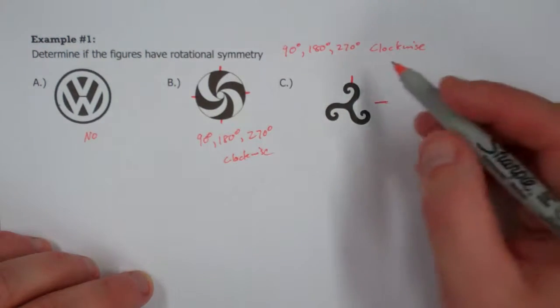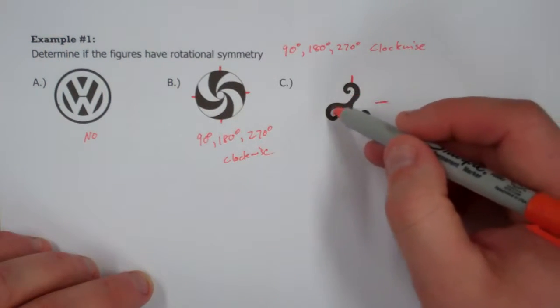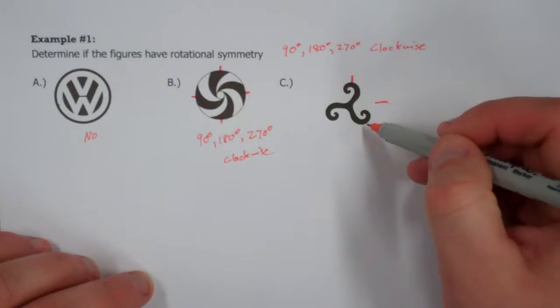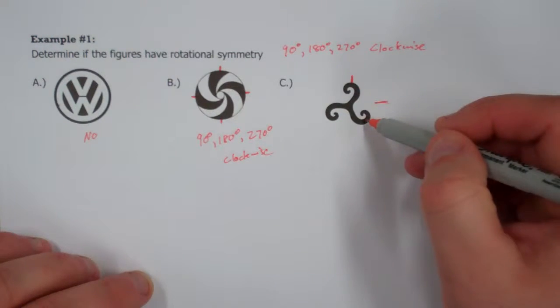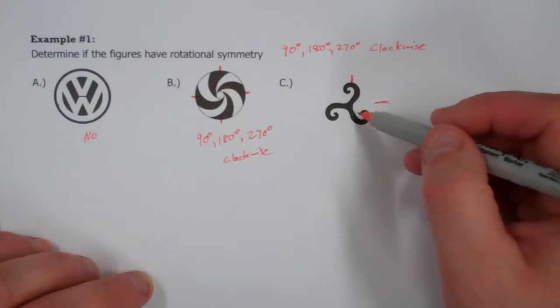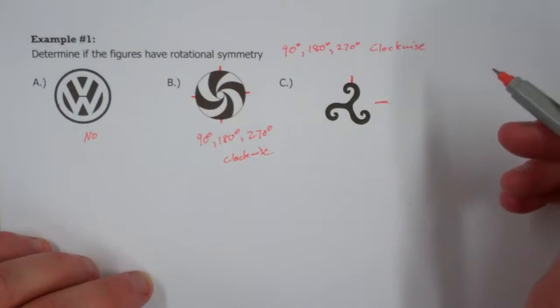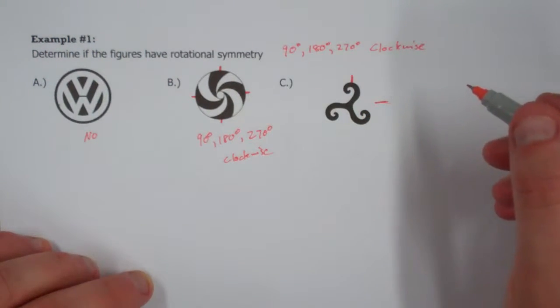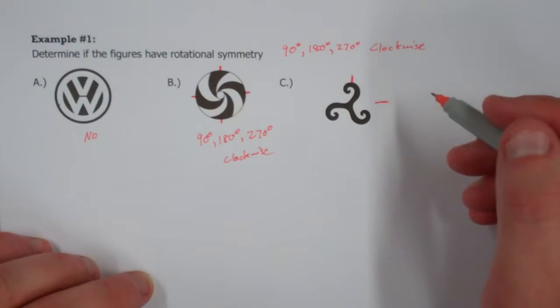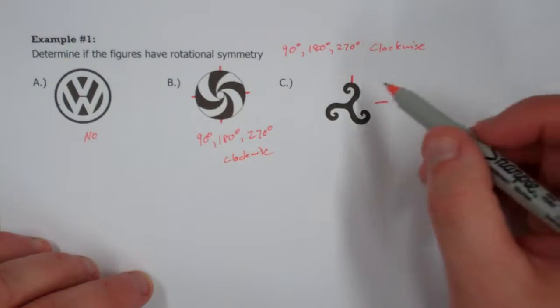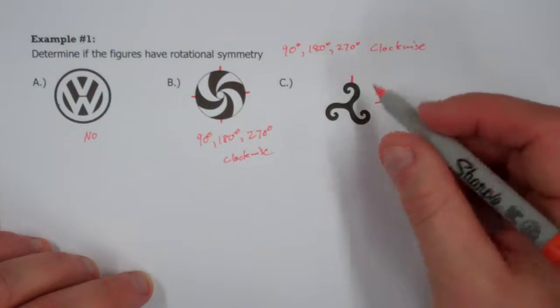As a matter of fact, if you wanted to find out the degree difference, all you'd have to do is take the number of them, 3 of them, divide 360 by 3, and you get 120 degrees. So you could say that figure C exhibits rotational symmetry for any multiple of 120, so 120 or 240 or 360 and so on. But in terms of 90 degrees, we would say no.